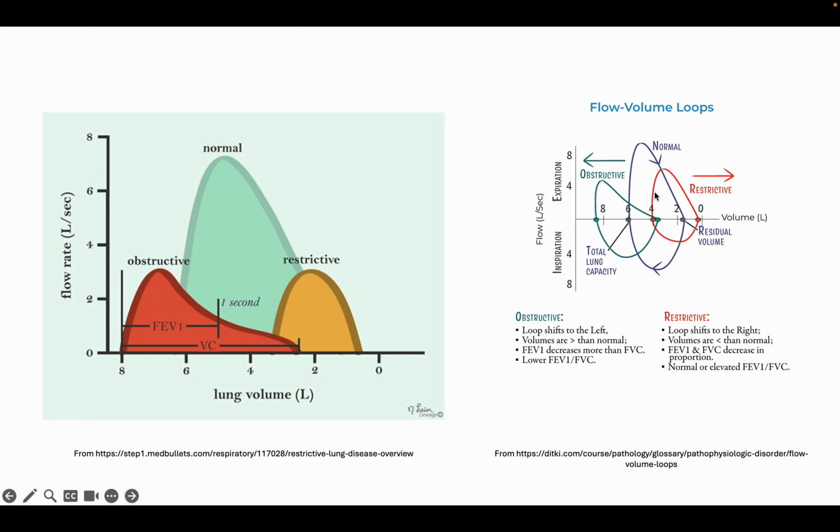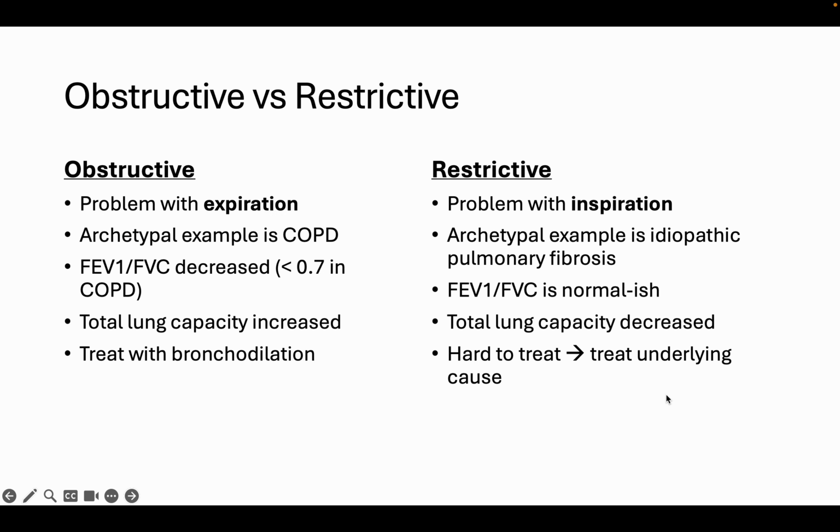So the shape of the curve, as you can see now in its fullness, is relatively similar in restrictive and normal, as opposed to this very different shape in obstructive, but the size of the curve is much smaller in restrictive. You're not able to move as much air.